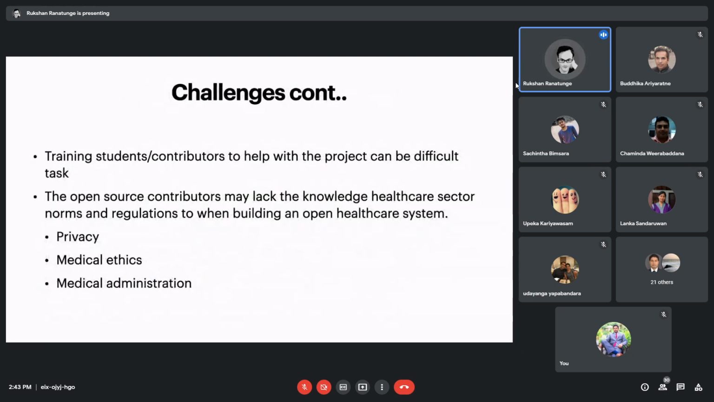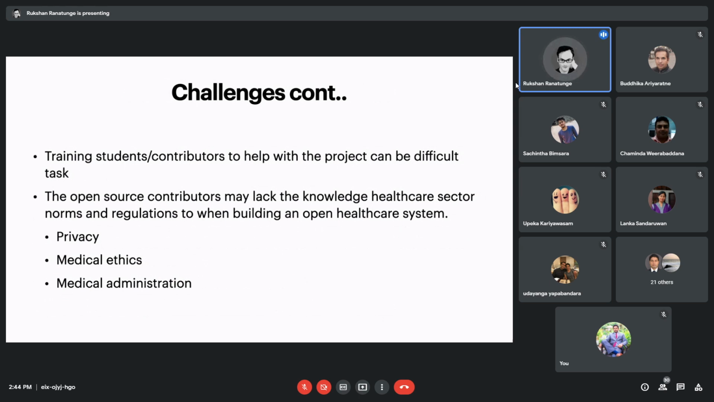And another challenge is we find it difficult to train, because some of the contributors might not have the experience in development or the technology that we are using. So we will have to train them, and training them may be challenging because we have to work on the system as well as train them.